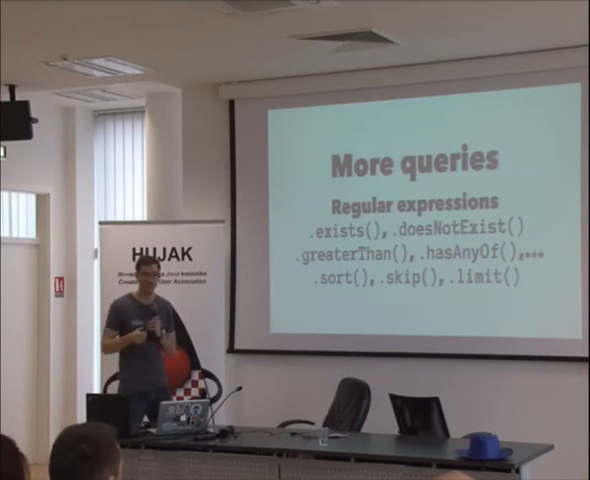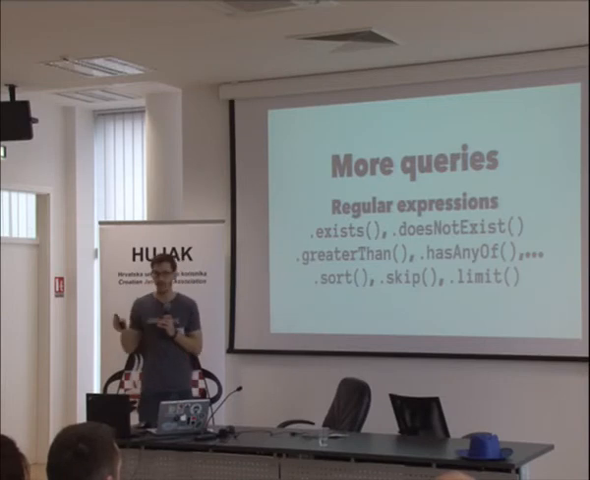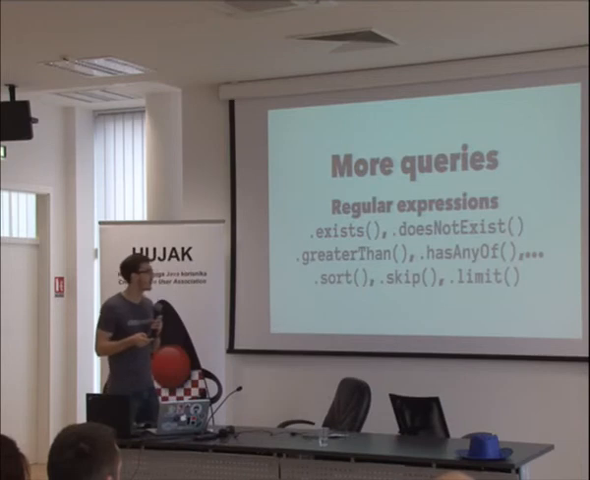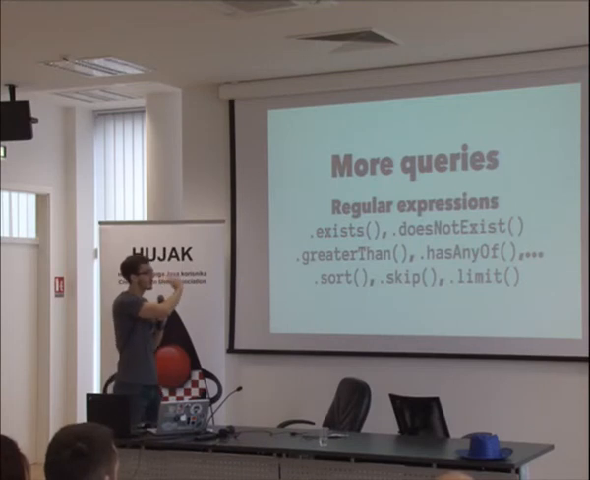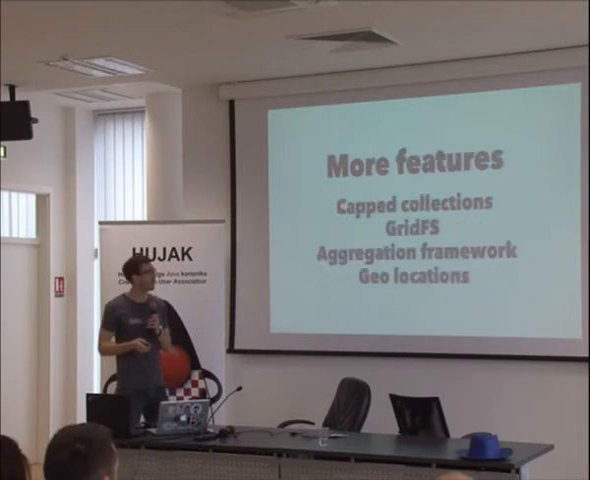So if you say, okay, my email address, ignore case, just regular expression, you can do that, but it's really slow. Try to avoid that. And there are many more powerful queries like exists, does not exist, greater, you have the sort, skip, limit, all the features you would expect from a relational database. And MongoDB offers loads of other features like capped collections and other stuff.